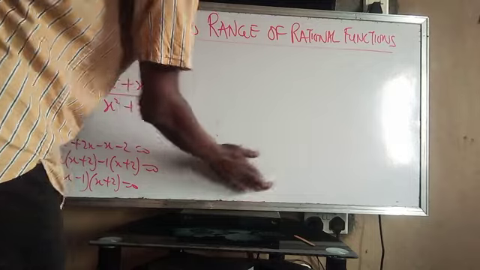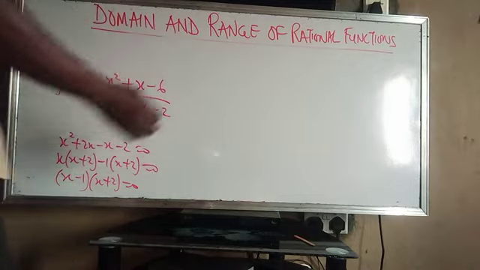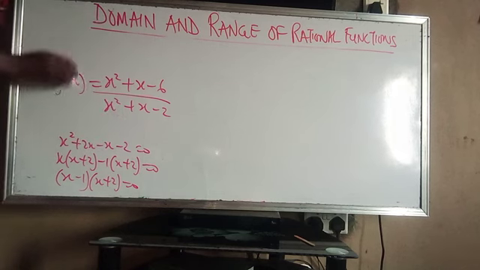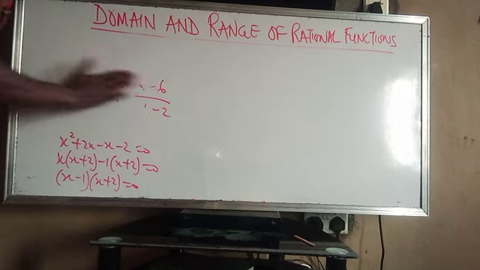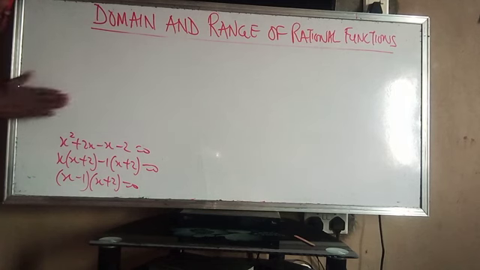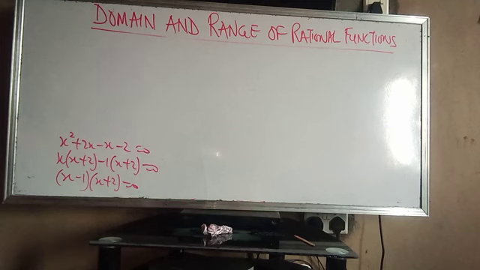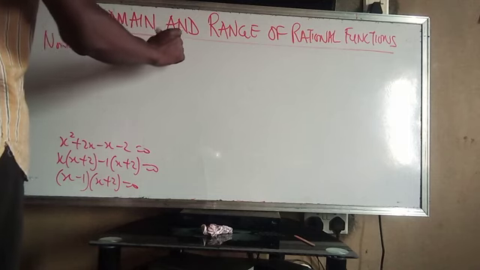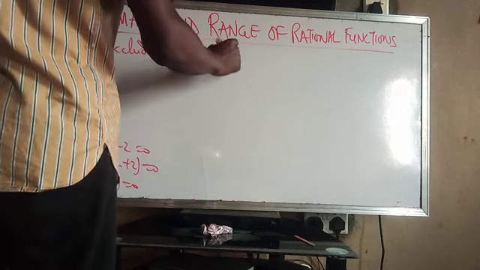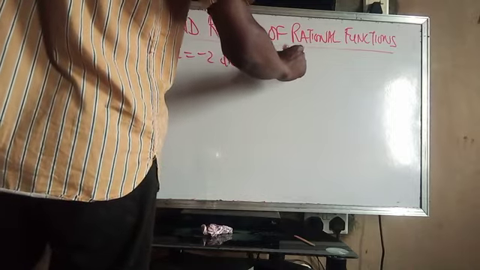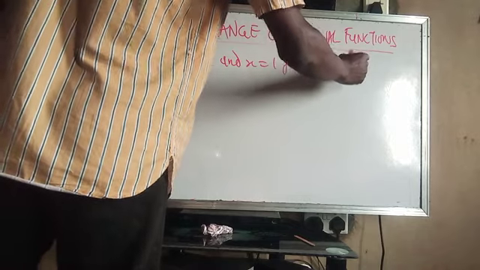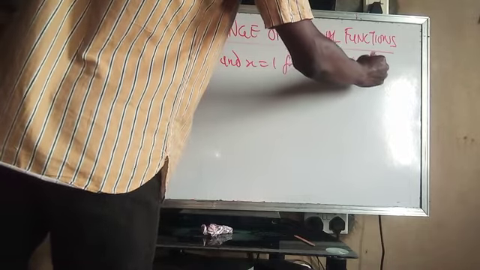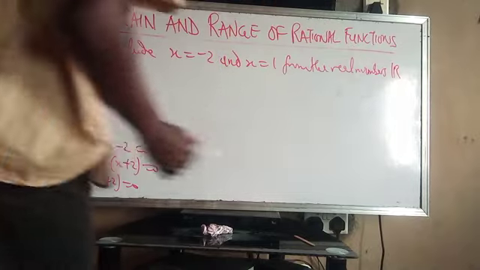Fine, minus 2 and 1. But this minus 2 and 1 must be excluded for the expression to be defined, because what we are actually looking for is the value at which x is defined. So minus 2 and 1 must not be there. Therefore, now we exclude x equals minus 2 and x equals 1 from the real numbers, from the real number R.